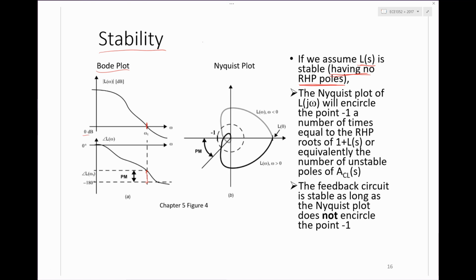So rather than being interested in encirclements of the origin, we become instead interested in encirclements of the point -1, because what we really care about is not the zeros of L, but the zeros of 1 plus L. Because whenever 1 plus L becomes 0, the closed loop response is going to blow up on us.